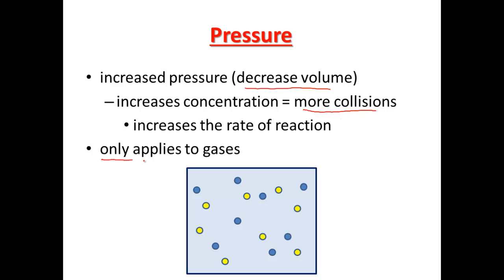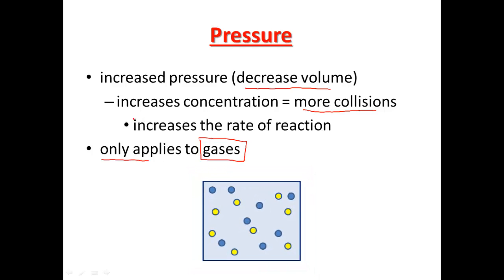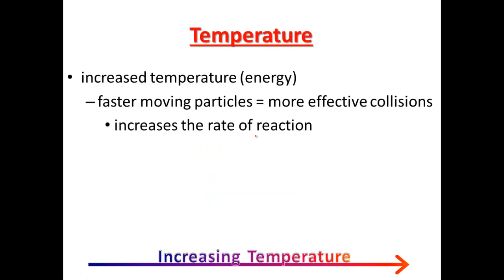Pressure, increasing pressure, so a decrease in volume, is going to allow us to have more collisions. This is only for gases. So for our gases, we can use pressure, and by changing the volume of our container, if we shrink that, we increase the rate of reaction because we get more collisions. So anytime we can get more collisions, we have a chance of getting more reactions, only again with gases.